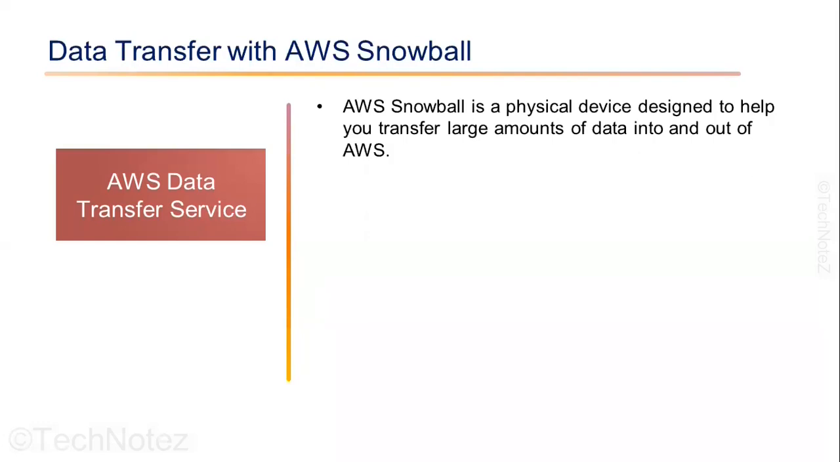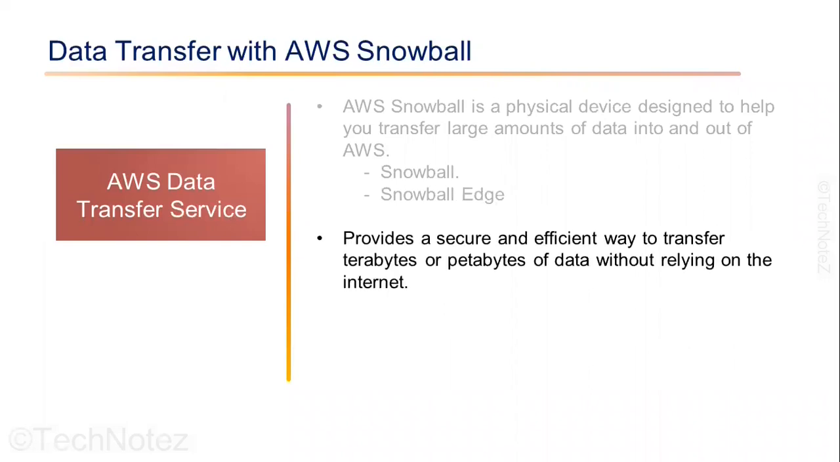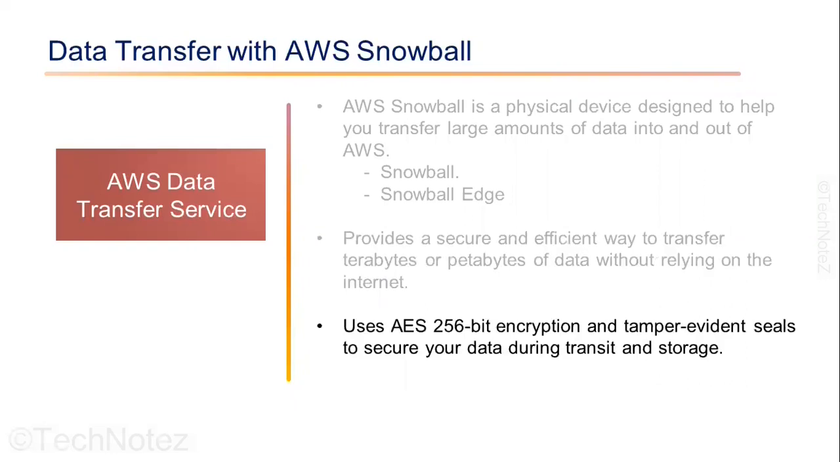When you need to transfer a large amount of data, you can use AWS Snowball. AWS Snowball is a physical device designed to help you transfer large amounts of data into and out of AWS, and is available in two models, Snowball and Snowball S, with varying storage capacity and compute capabilities. AWS Snowball provides a secure and efficient way to transfer terabytes or petabytes of data without relying on the internet. AWS Snowball uses AES 256-bit encryption and tamper-evident seals to secure your data during transit and storage.